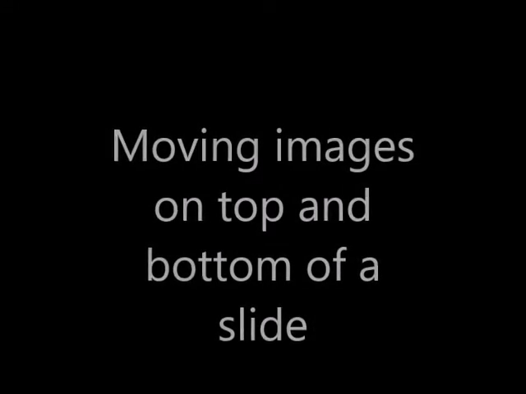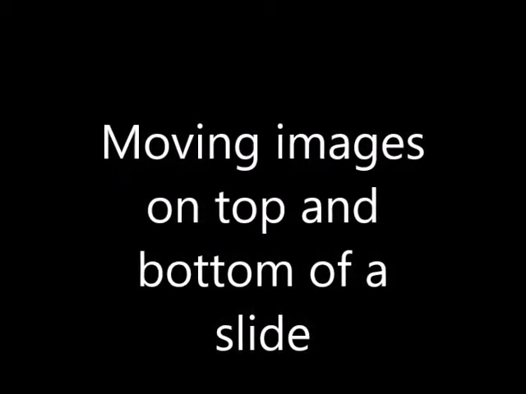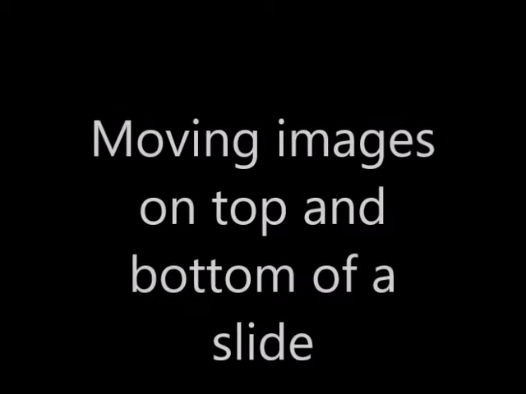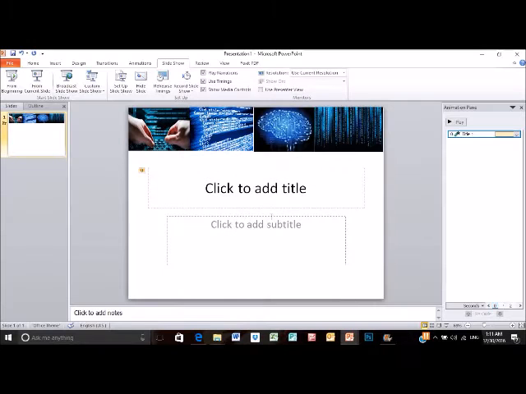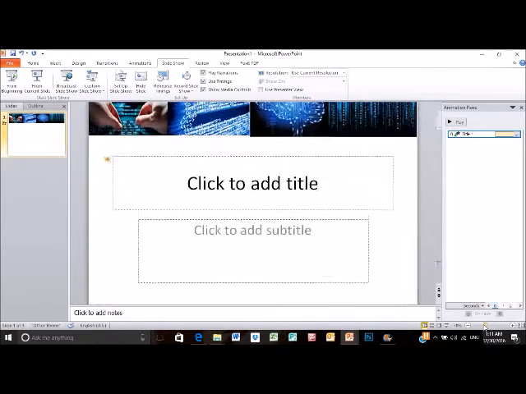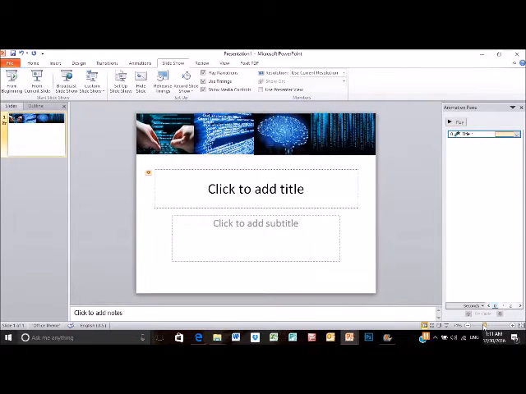Hi guys, today I'm going to show you how to move images on top and bottom of a slide. It might be an amazing effect, but it can sometimes be very complicated. You're going to start off by pressing Shift and selecting each of the four pictures. You are then going to right click and group the four pictures together, as shown on the slide.